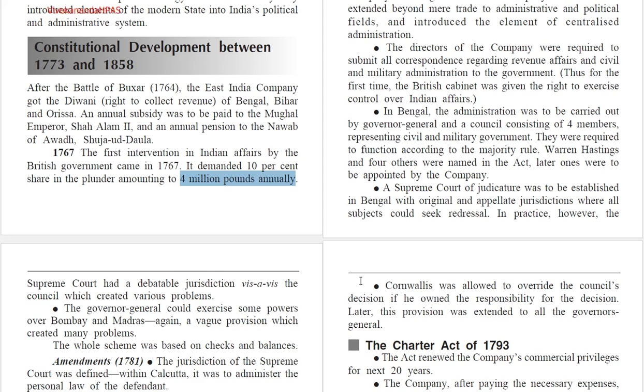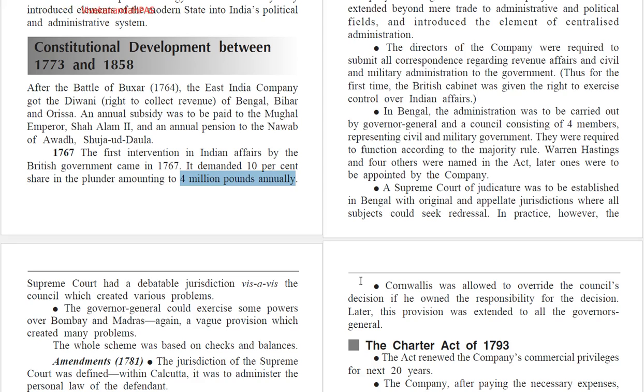Marathas are still there, Mysore is still there, so you cannot unite the whole of the country. So that's why the Charter Act of 1773 only provided for the Governor of Bengal to be designated as Governor General of Bengal. So Governor General of Bengal, first provision, Supreme Court of Calcutta, second provision, and the third provision is the prohibition on corruption. Okay? So these are the three things.